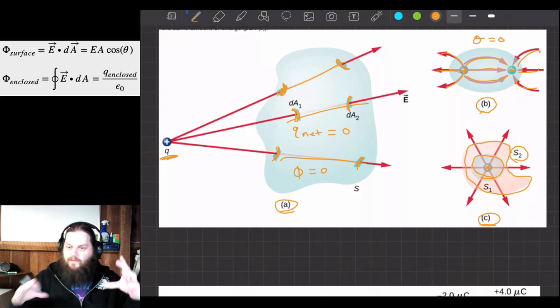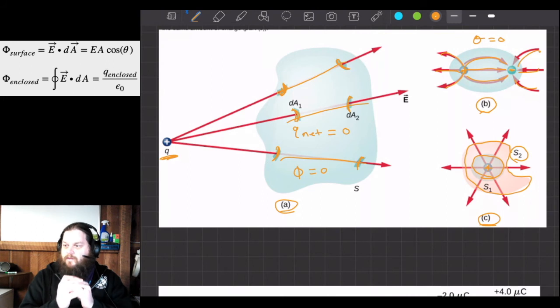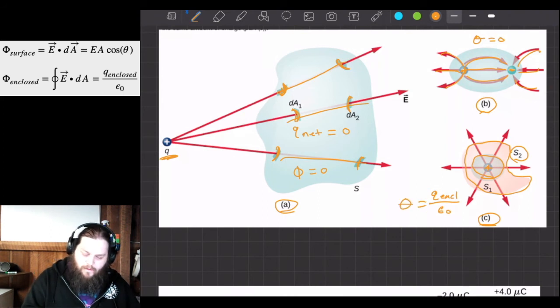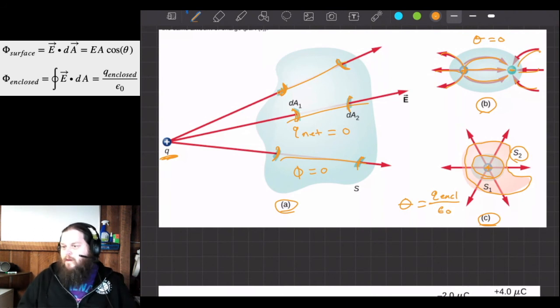So even though I have this weird shape, I can just simplify it and do a surface integral for a small sphere if I had to figure it out. But I know based on Gauss's law that the Q enclosed over epsilon naught will equal the flux. Whatever that charge is inside, if it's 1 coulomb or 1 nanocoulomb, we can plug that in. We can get an answer for flux real quick and easy.